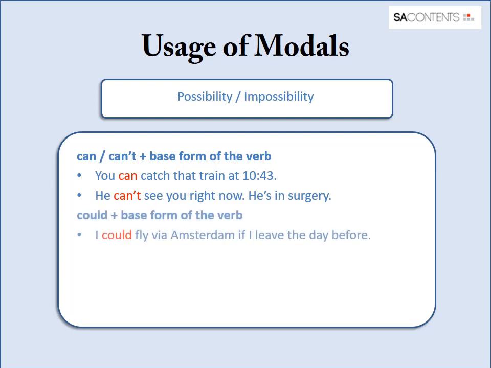Let's take another form. Could plus base form of the verb is the structure to be used here. Let's take an example. I could fly via Amsterdam if I leave the day before.